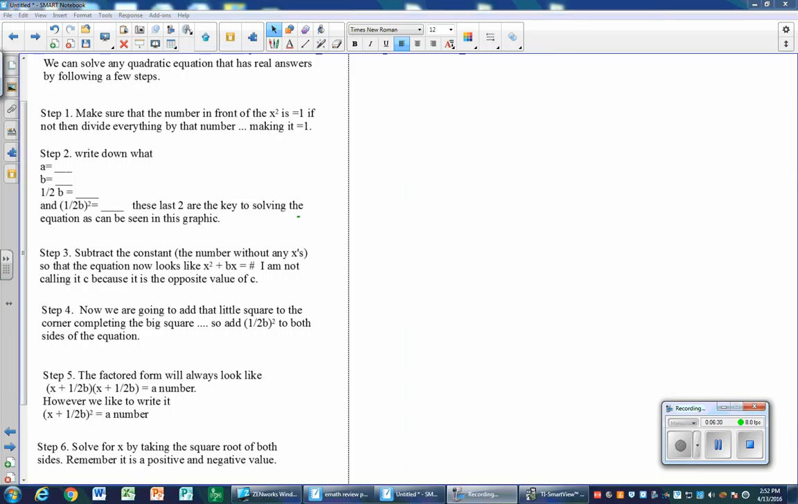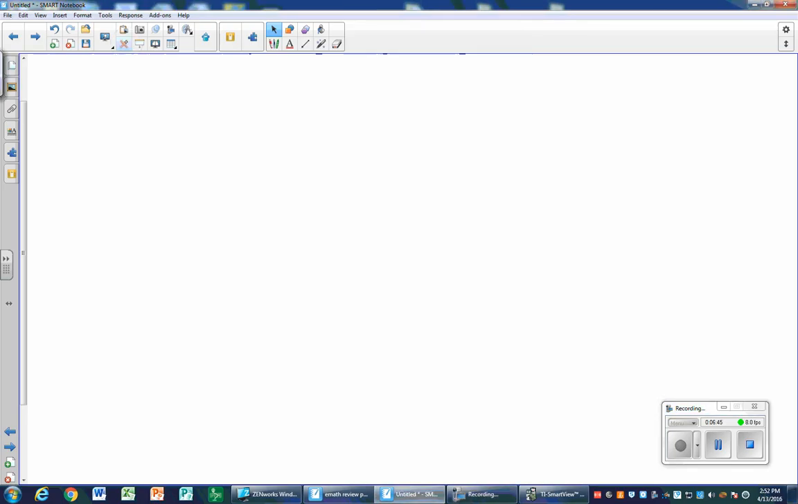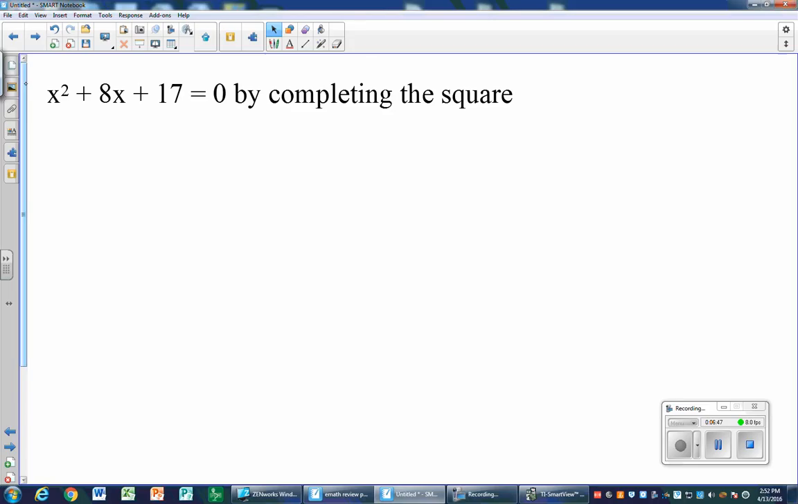That's how you do it using the X-box method. Now, completing the square. You can solve any quadratic equation that has real answers by following a few steps. These are the 6 steps, if you do not remember them, on how to complete the square. Write it down. I'm going to delete them in 3, 2, 1. They're gone. Here's the question: x squared plus 8x plus 17 equals 0. Solve it by completing the square.